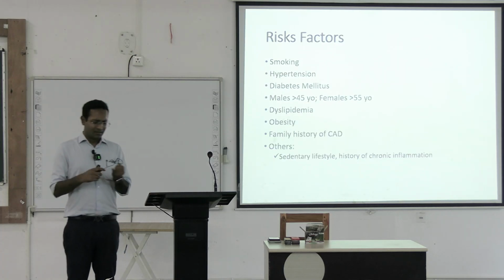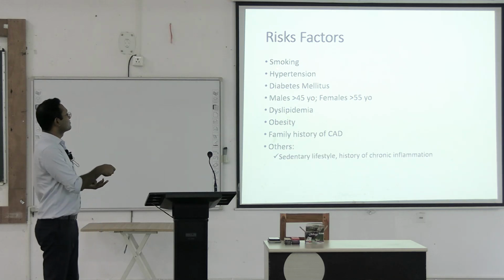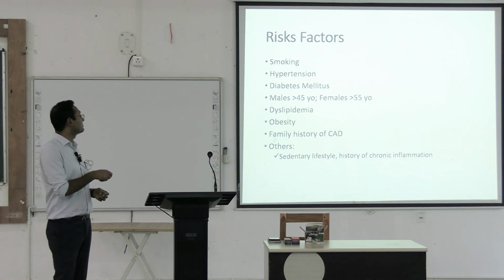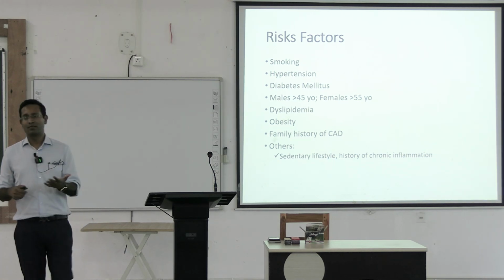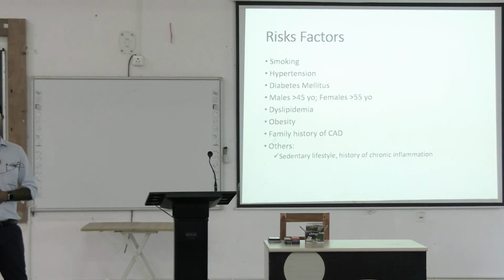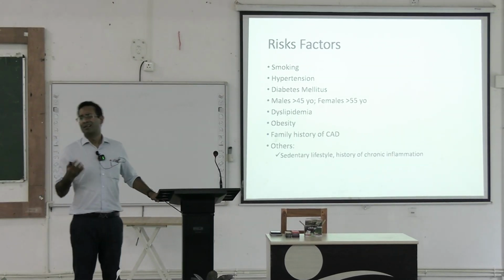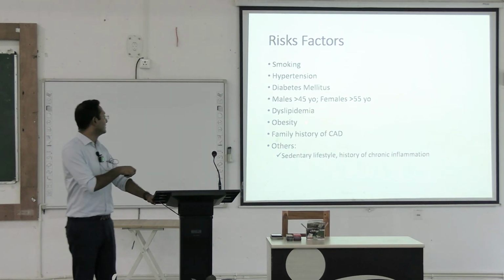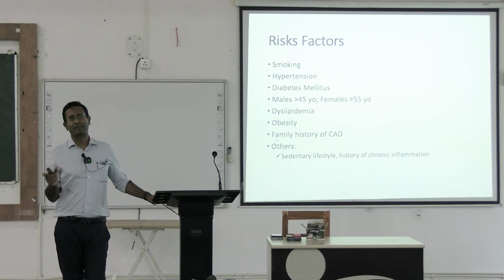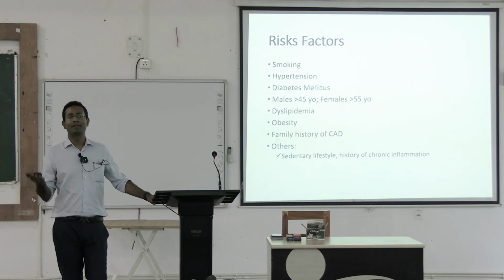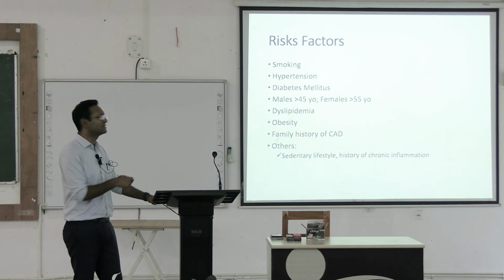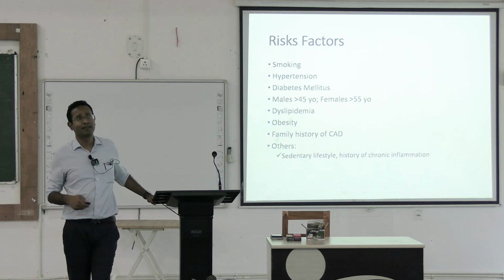Risk factors, again: lifestyle factors like smoking, leading to increase in heart rate, hypertension, diabetes mellitus, males above 45 years of age or females above 55 years of age. But at the same time, nowadays, MI or angina can happen in the late 30s or even late 20s as well. Dyslipidemia is a big risk factor because dyslipidemia leads to increase in cholesterol buildup and can lead to atherosclerosis. Family history of coronary artery disease and others like sedentary lifestyle and history of any chronic inflammation.